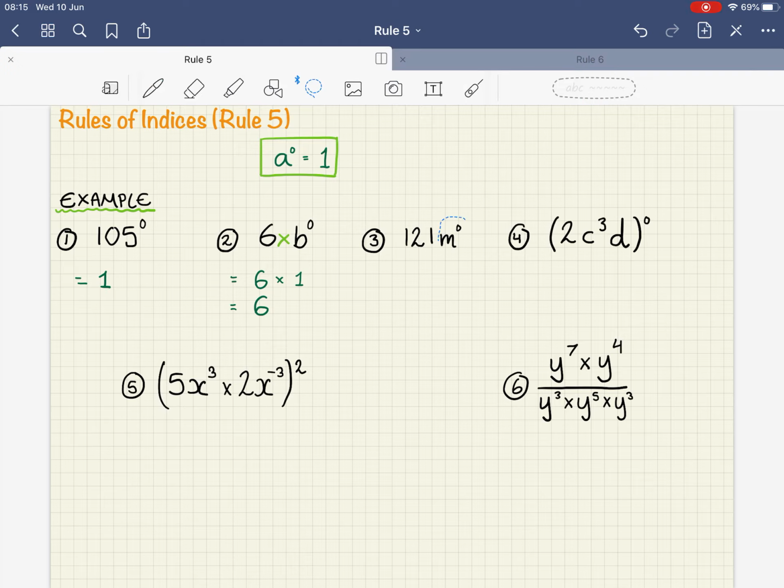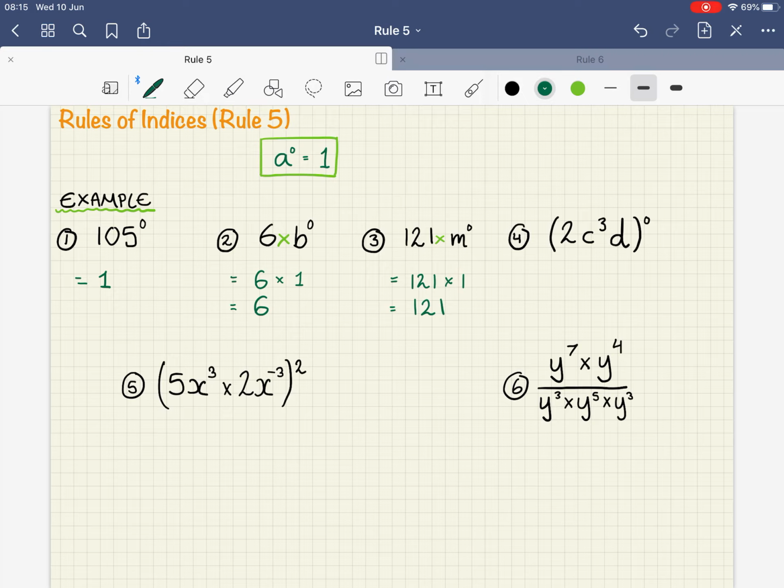Same idea here. Here I've got 121, m to the power of 0. That 0 is only affecting the m. So that's going to be 121 times 1, which is just going to be 121.